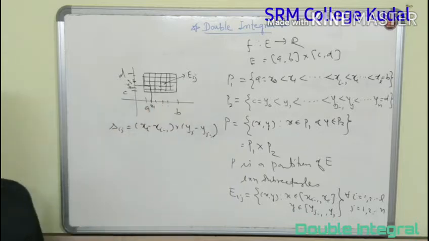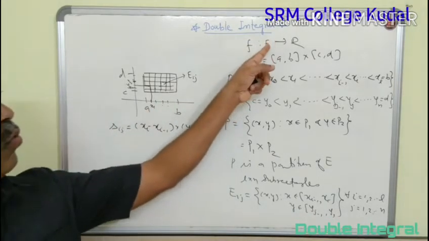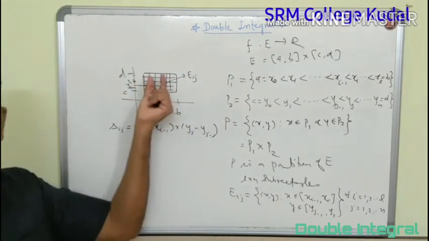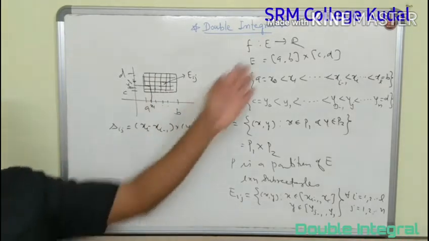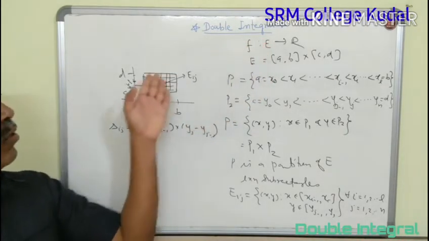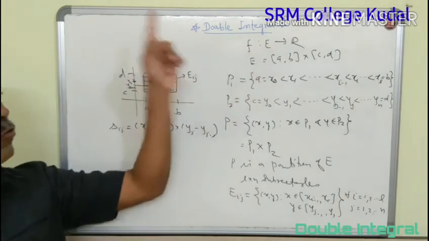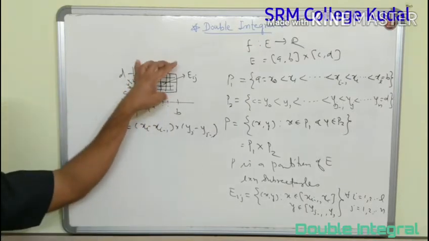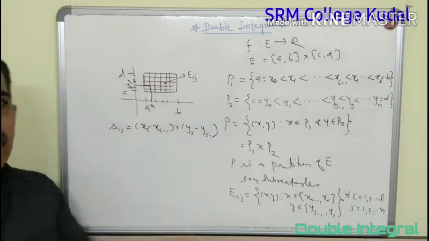Now as f is bounded on whole of E, f will be bounded on each of the subrectangle Eij. So what we will do now is, as this is a bounded function, it will have infimum and supremum on whole of E also and on each of the subrectangle also.